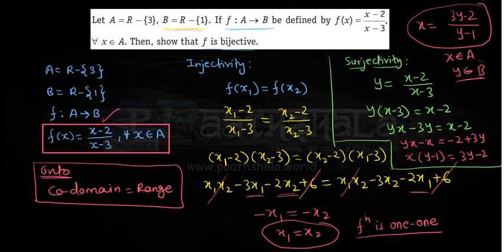So the given function is one-one as well as onto. It means that the function is injective as well as surjective. If the function is injective as well as surjective, then it is a bijective function. So the given function is bijective.